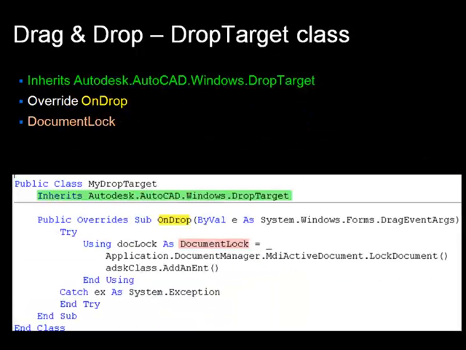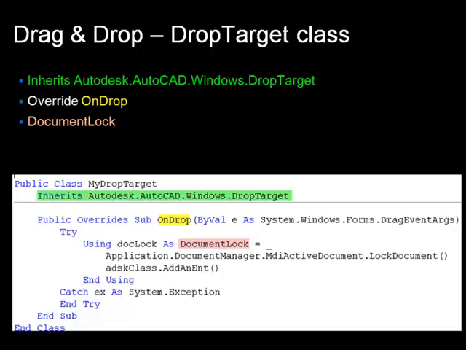The class that is passed into the doDragDrop function needs to inherit from Autodesk.AutoCAD.Windows.DropTarget and also needs to override the OnDrop function. In the OnDrop function, you define what happens when the drop occurs. In this example function, the AddInit function of the ADSK class is being run.